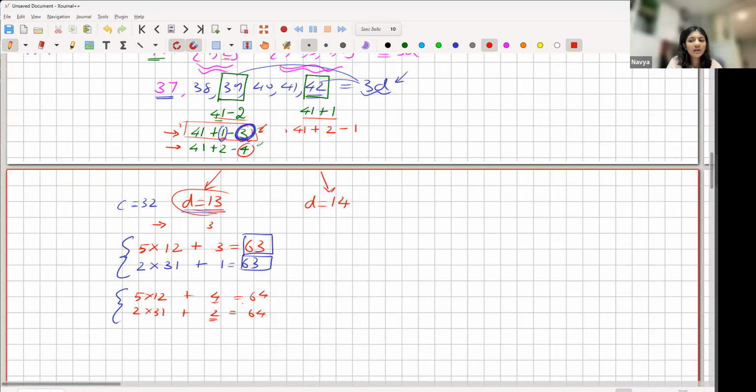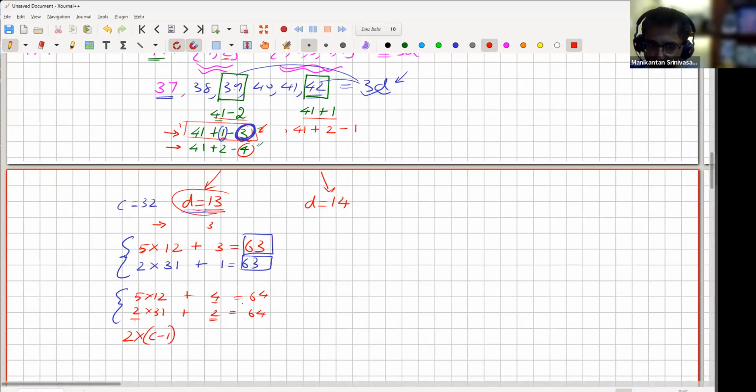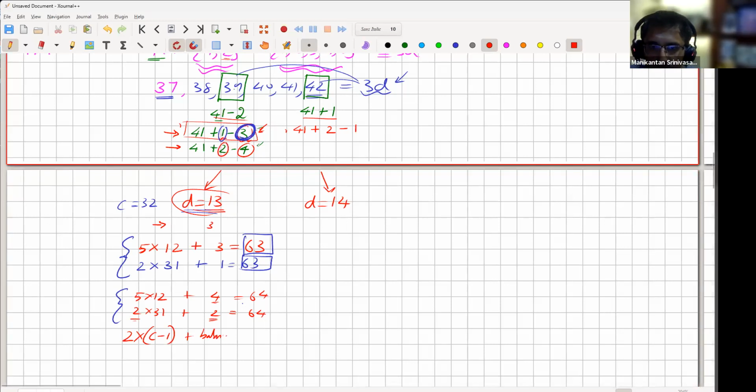How are you finding how much the cat is jumping? I didn't understand that part. Okay, same as before, right? So 2 is each jump. The number of jumps is C minus 1 full jumps plus a balance, right? And the balance in this case was this number 2.